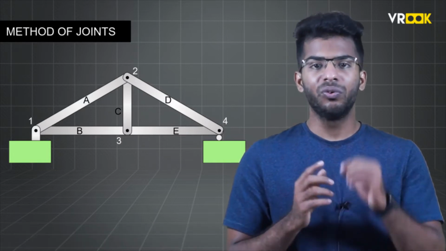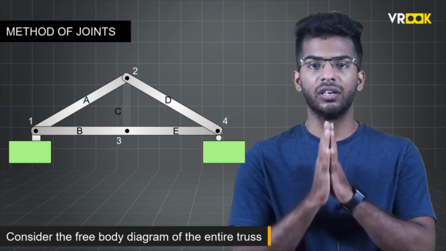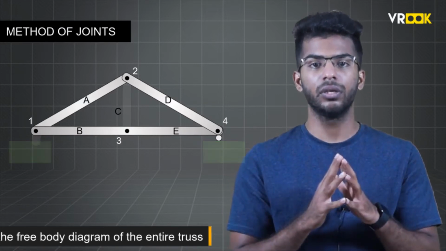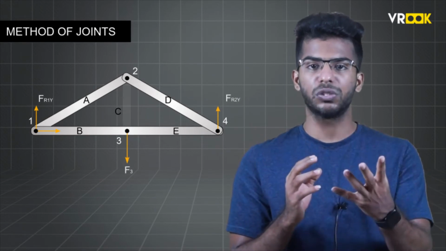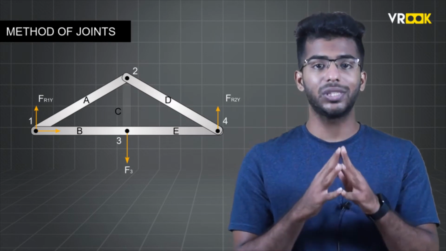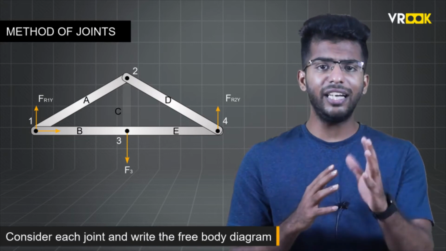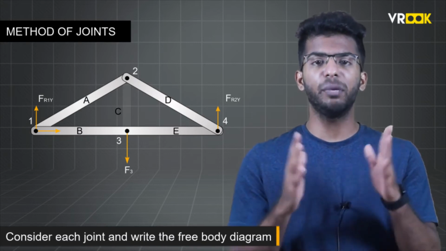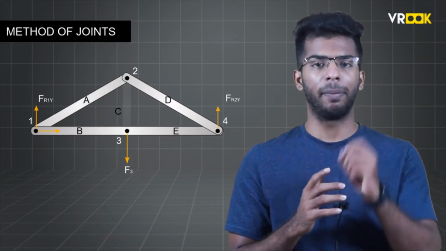In step 2, we'll consider the free body diagram of the entire truss without internal members. Through this free body diagram, we can find the reaction forces at the extreme ends. After these two steps, we'll start our analysis. We'll consider each joint and draw the free body diagram. It's like drawing a free body diagram of a particle.